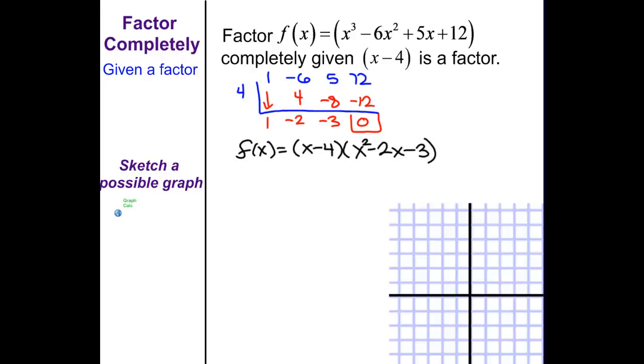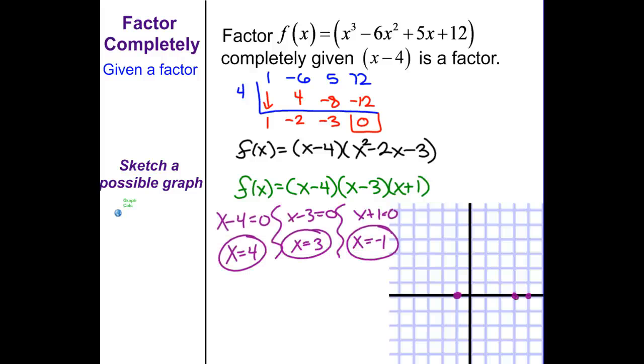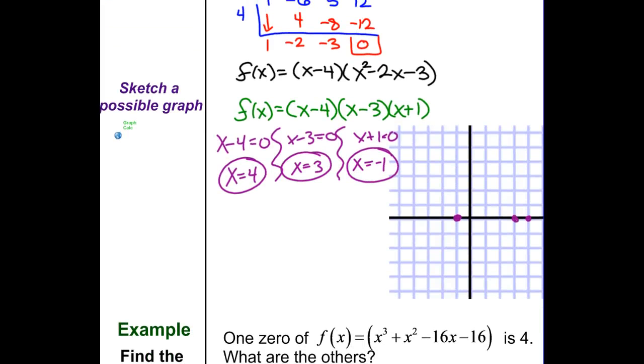Now we need to factor that more. Can we factor that second piece more, x squared minus 2x minus 3? Which we can. To get the f of x factored, f of x equals the quantity x minus 4 times the quantity x minus 3 times the quantity x plus 1. Now let's figure out our zeros for this graph. So if you look, there are my zeros that I would have for this graph, those three right there.